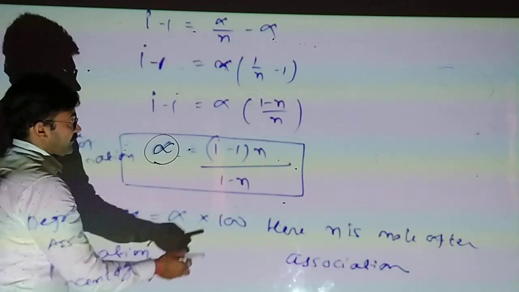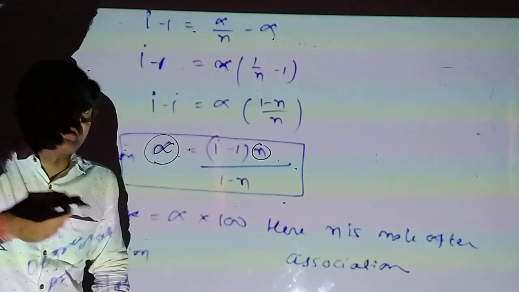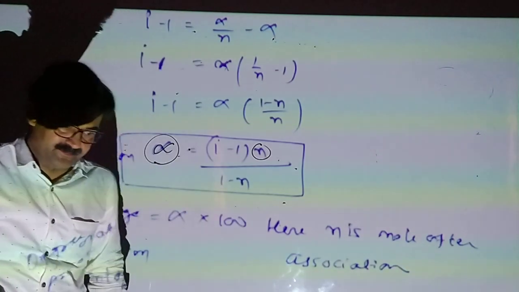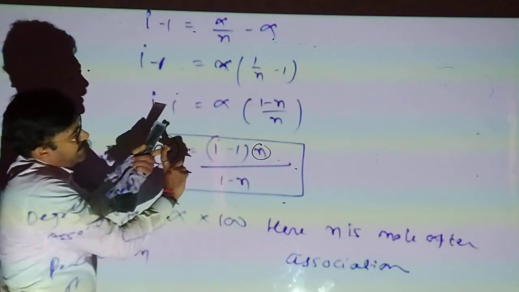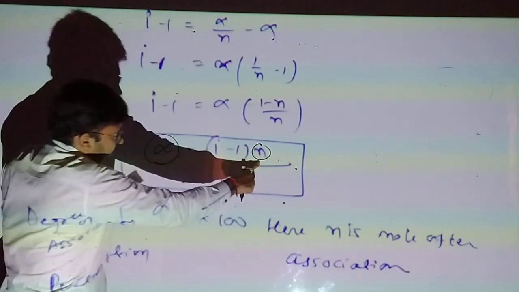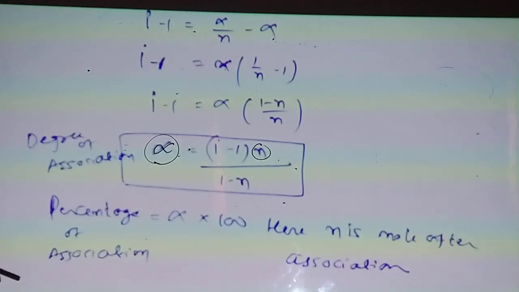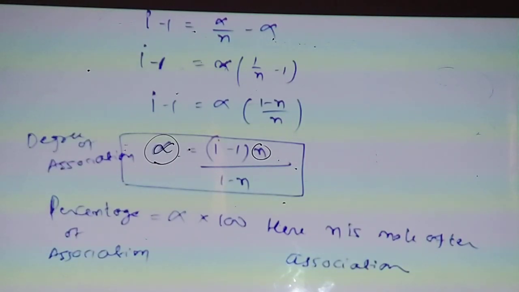this formula, where n means in dissociation, how many ions one particle gives, on that basis we take n. So suppose 2 molecules combine and form 1, then take n as 2. Suppose 3 are combining, then take n as 3. Percentage is equal to alpha into 100. Alpha multiplied by 100 gives a percentage.